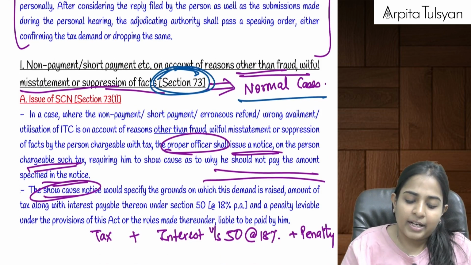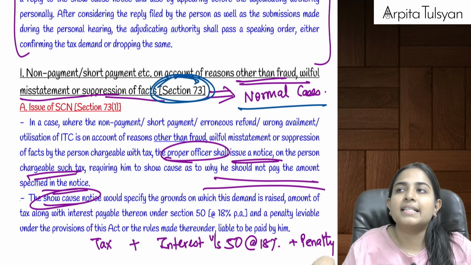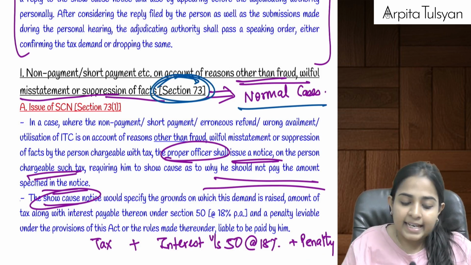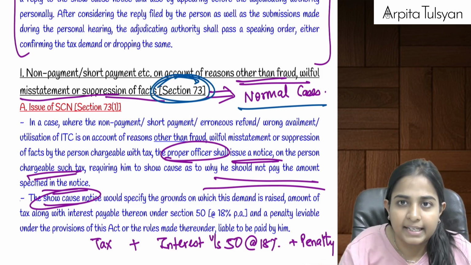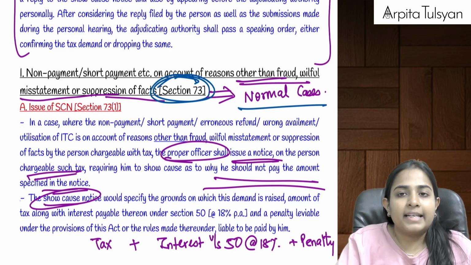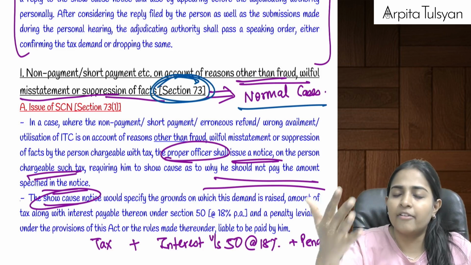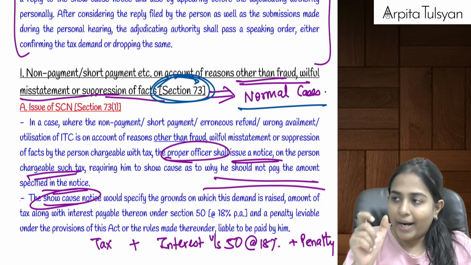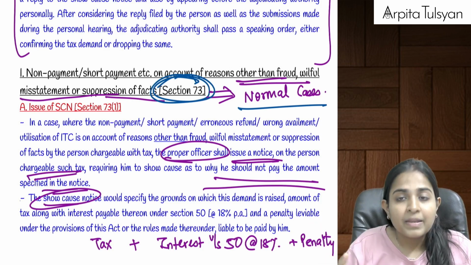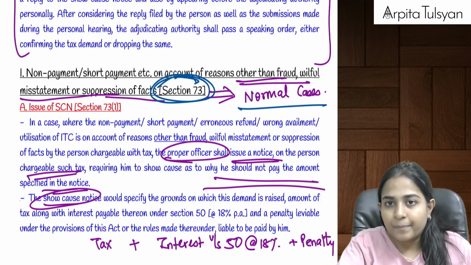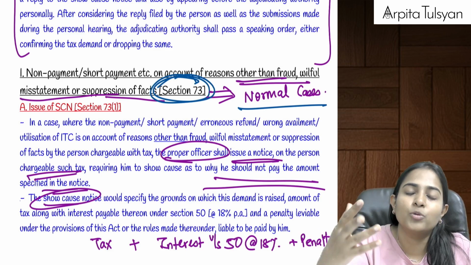Now just try to understand here, whenever it is a normal case, that is under section number 73, then in that case, first of all, the proper officer will simply communicate to the taxpayer that there is some tax liability due from you because of short payment, non-payment, erroneous refund, ITC wrongly availed or utilized. So you will be required to pay this amount of tax, plus you will be required to pay interest under section 50, and plus you will be required to pay the penalty.